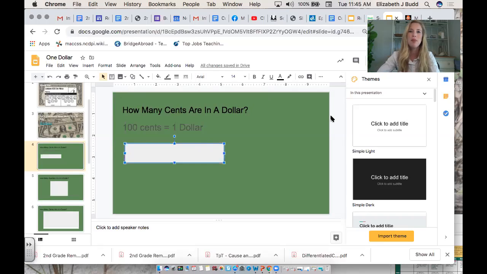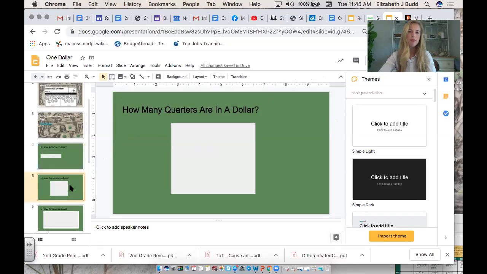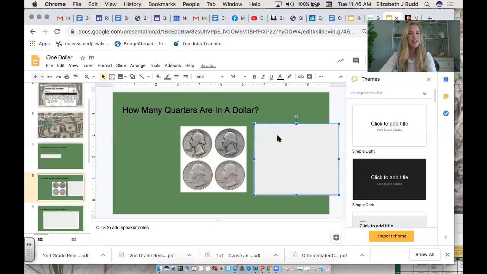So if you think about that, there are lots of ways that you can make 100 cents. Okay, so let's look at some of the ways. How many quarters make up 100 cents? We know that 1 quarter equals 25 cents. So we now want to know how many quarters equal 100 cents. So go ahead and write that down on your paper. All right, let's see what we got. If you said that 4 quarters equals $1, you would be correct.